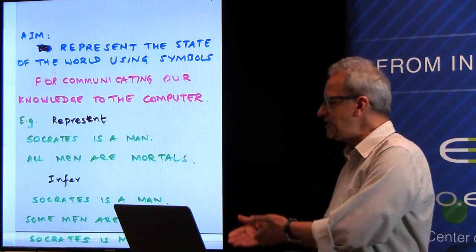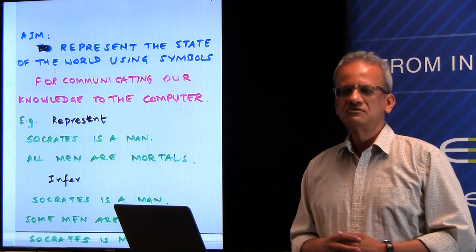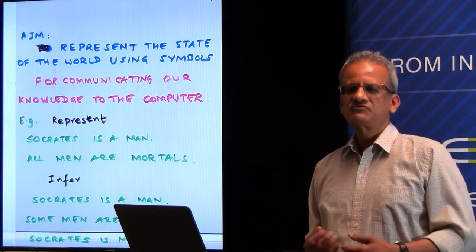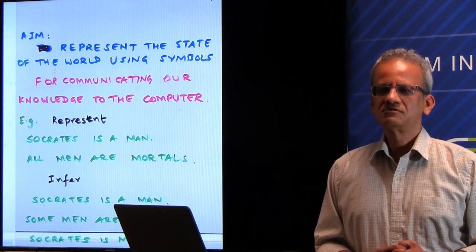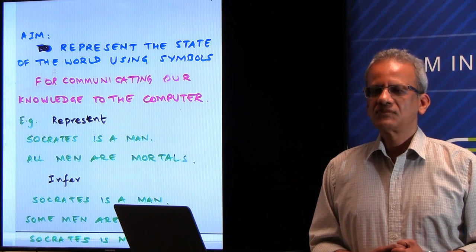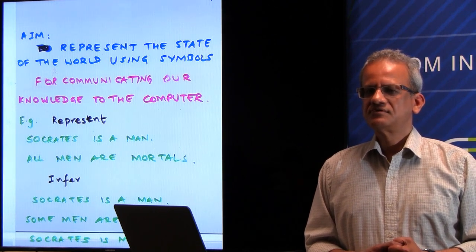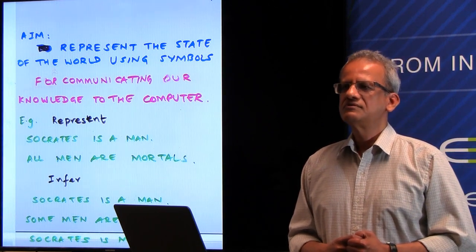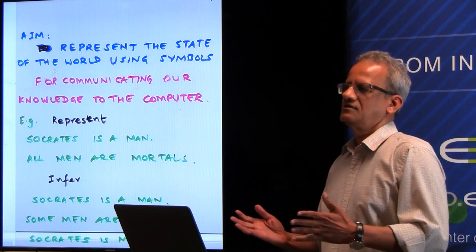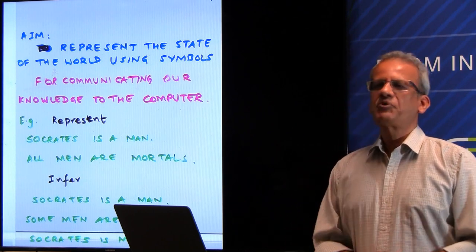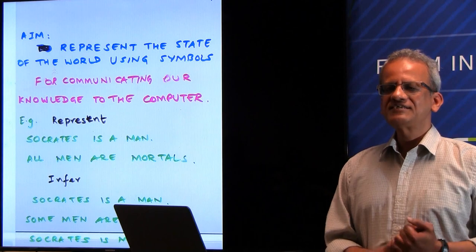For a given situation, I only want that some men are mortal. But why shouldn't I infer that? But when you say some men are mortal, there is a possibility even that some are not, or that one is not. And that possibility is inconsistent. No, it's not inconsistent. That's the point. How is that inconsistent?